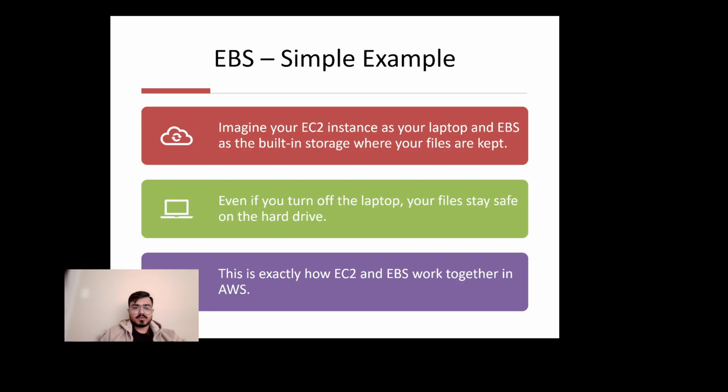So think of your EC2 instance as your laptop and EBS as your laptop's hard disks. When you turn off your laptop, your files don't disappear. They are stored safely on the hard disks. That's exactly how EC2 and EBS work together in AWS. So EC2 gives the computing power and EBS provides a place to store the data permanently.